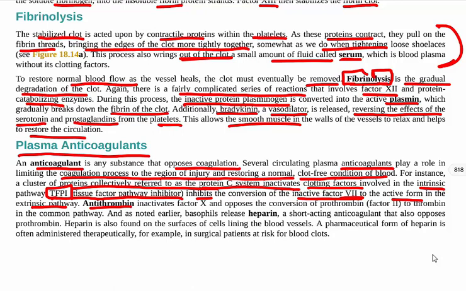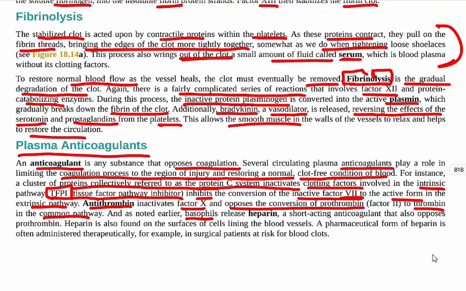Antithrombin inactivates our factor 10, which is our thrombokinase, and it opposes the conversion of prothrombin to thrombin, right? So remember, we had to take prothrombin and convert it to thrombin to continue with our clot process. So antithrombin, they all have the same kind of name there, is going to inactivate thrombokinase and oppose the conversion of prothrombin to thrombin in the common pathway. So in the common pathway.